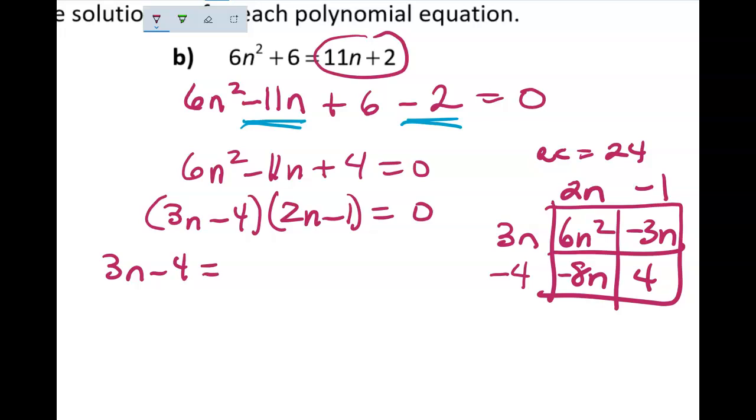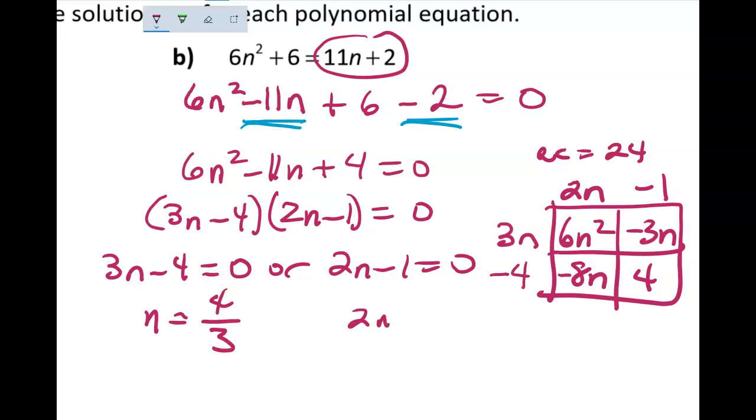So either 3n minus 4 equals 0 or 2n minus 1 is equal to 0. Add 4, divide by 3, that gives us 4/3. Add 1 and divide by 2, and that gives us n equals 1/2.